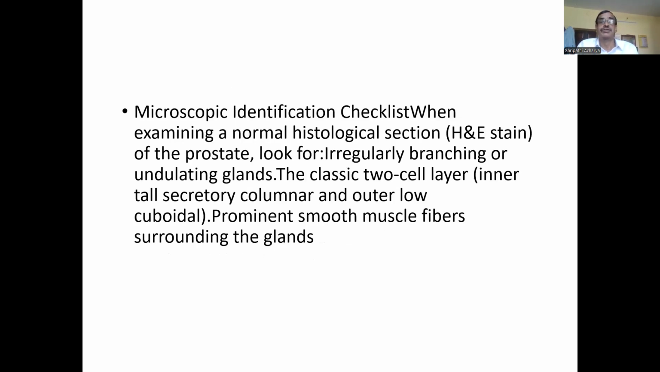Microscopic identification checklist. When examining a normal histological section, hematoxylin and eosin stain, of the prostate, look for irregularly branching or undulating glands, the classic two-cell layer, inner tall secretory columnar and outer low cuboidal, and prominent smooth muscle fibers surrounding the glands.